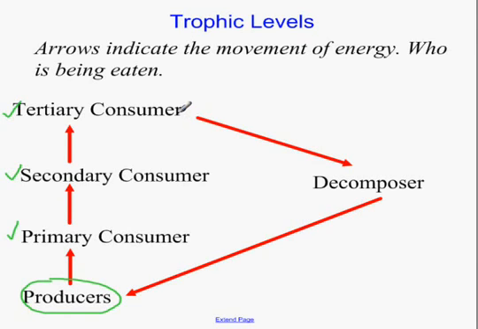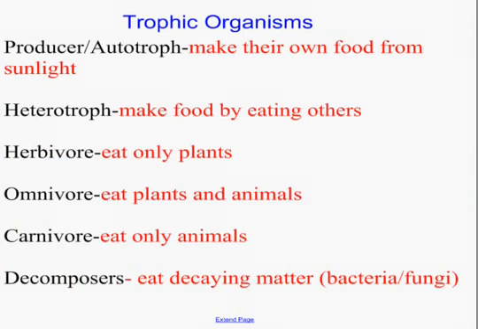And then after the consumers die, the energy goes into the decomposers, like a worm or a bacteria or many insects that are in the ground, mushrooms and so forth. And they take the organic matter, put it back into the ground, and then it's once again utilized by the producers. So this is just a summary of what we just talked about here. Autotrophs and heterotrophs, and then these are all different types of heterotrophs down here.